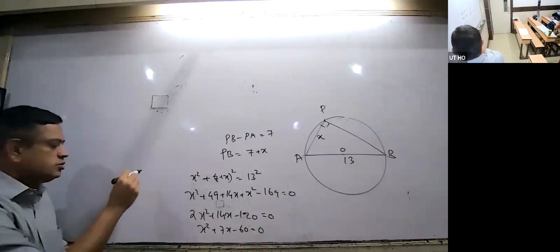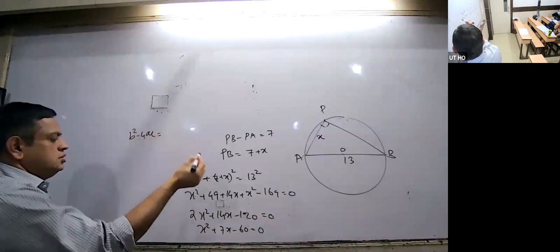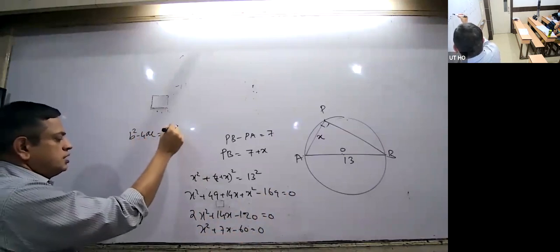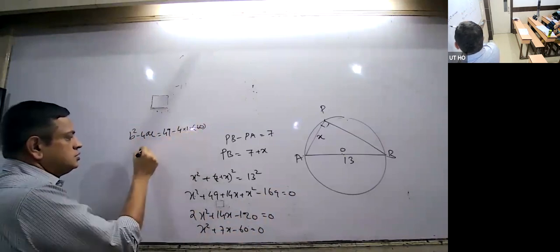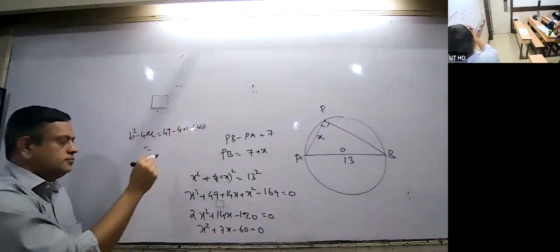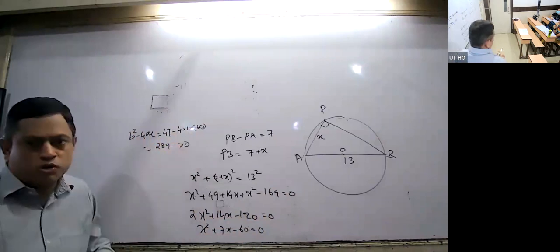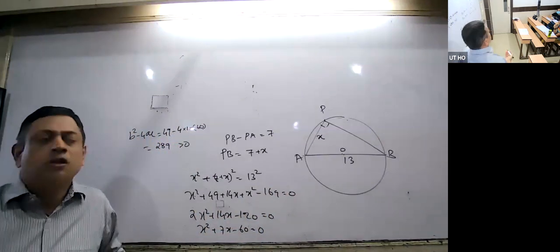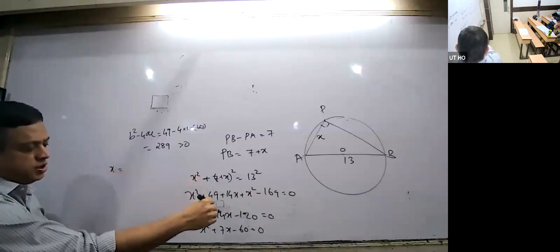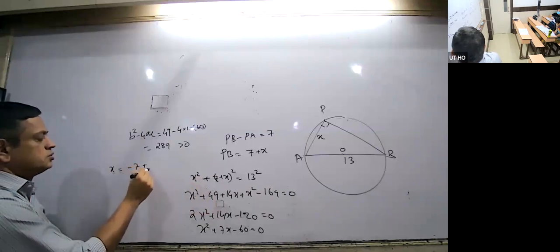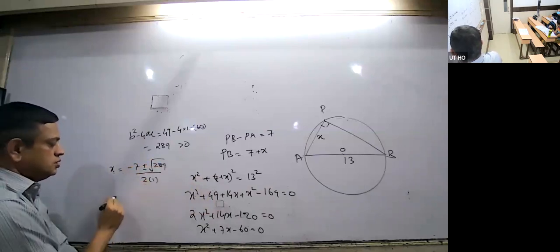Is the situation possible? Yes. b square minus 4ac. How do you know it's possible? 49 minus 4 times 1 times minus 60. Okay, 289, greater than 0. Therefore, roots are possible, the roots are real. So the solution x equals minus b, how much is minus b? Minus 7 plus or minus root 289 divided by 2 times 1.